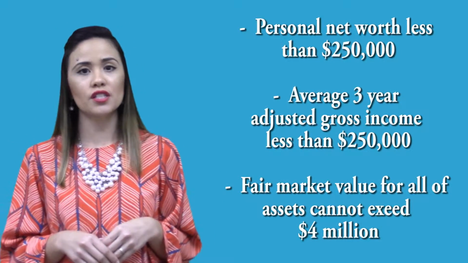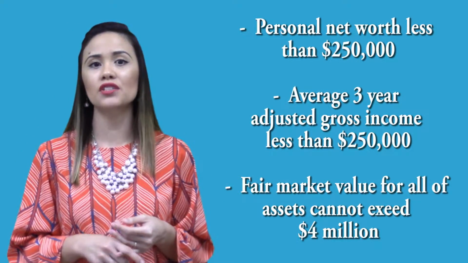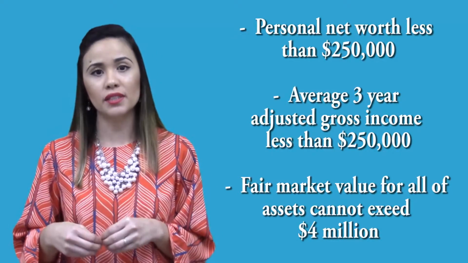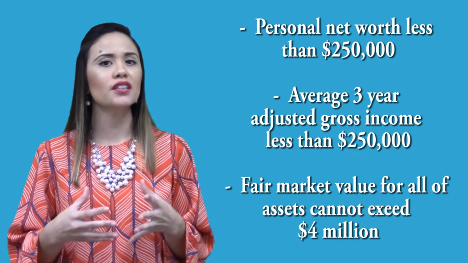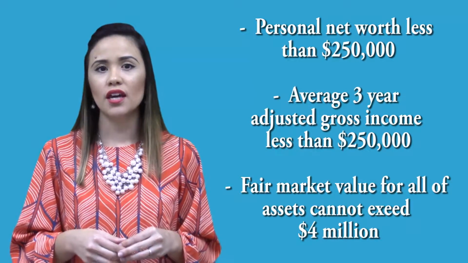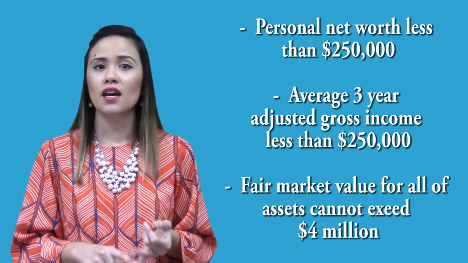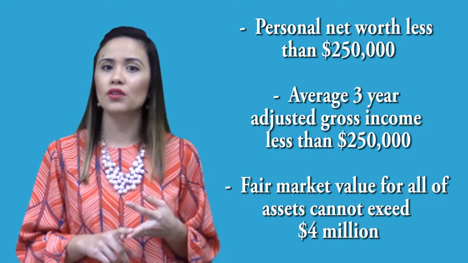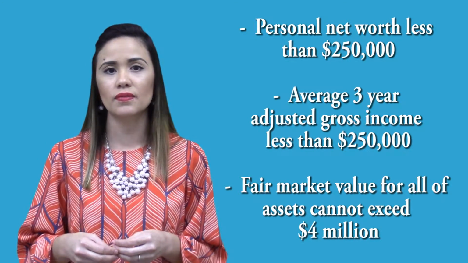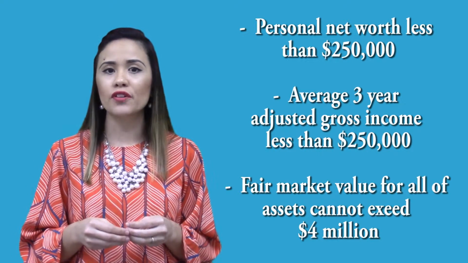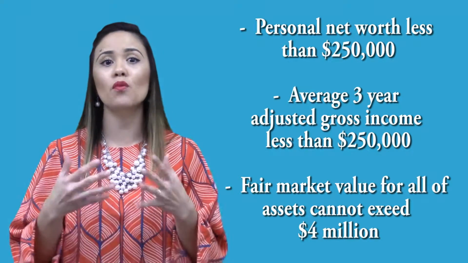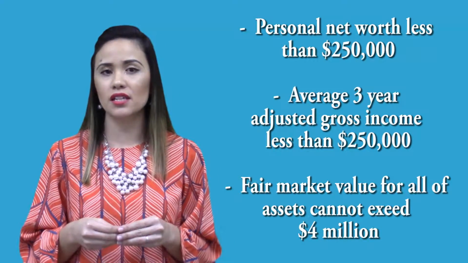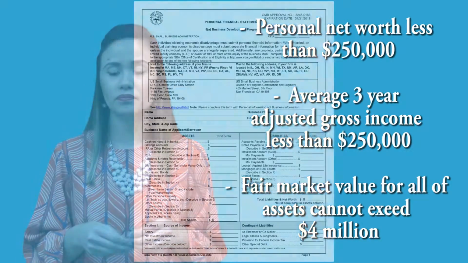As you can see, first, your personal net worth needs to be less than $250,000. The way you calculate this is you subtract your liabilities from your assets. There are certain things that are not included in this calculation, including the value of your primary residence, any retirement accounts that you don't have access to without penalty, as well as the value of your interest in the applicant business. The second threshold is that your average 3-year adjusted gross income cannot be more than $250,000. Finally, the fair market value of all of your assets cannot exceed $4 million.